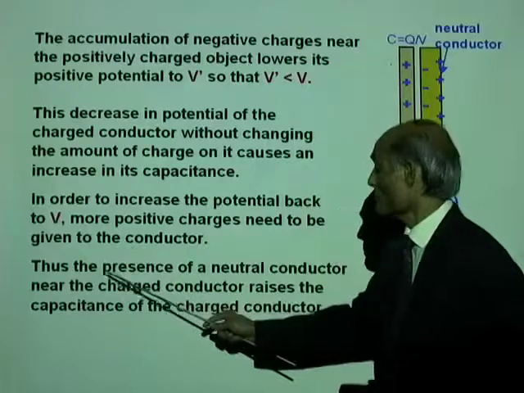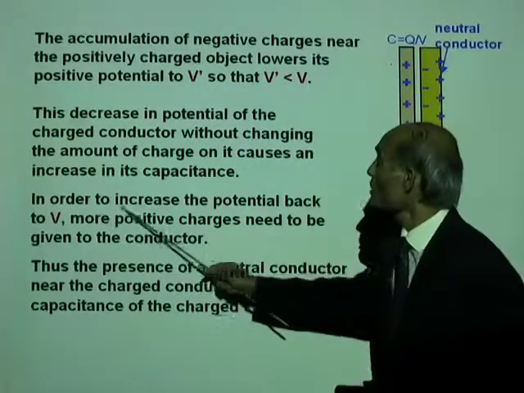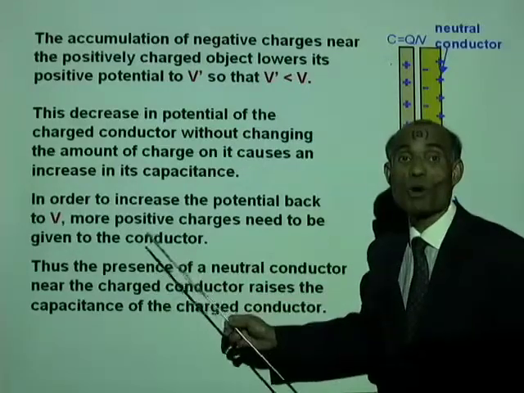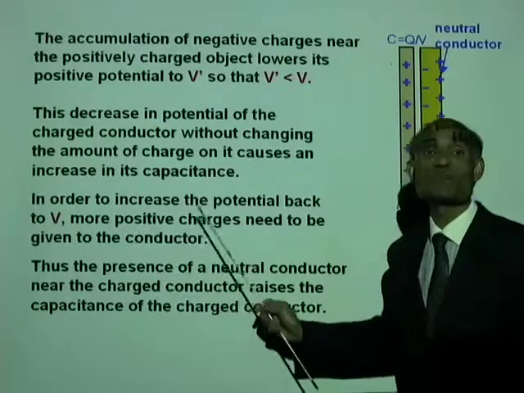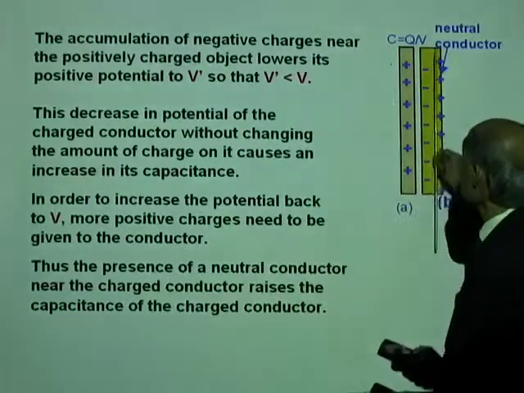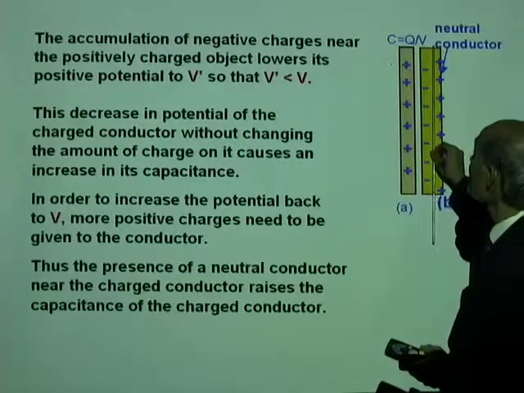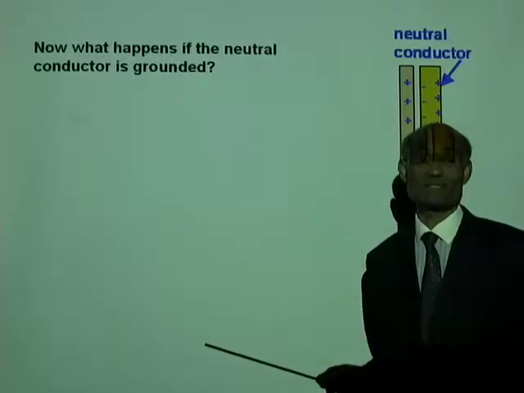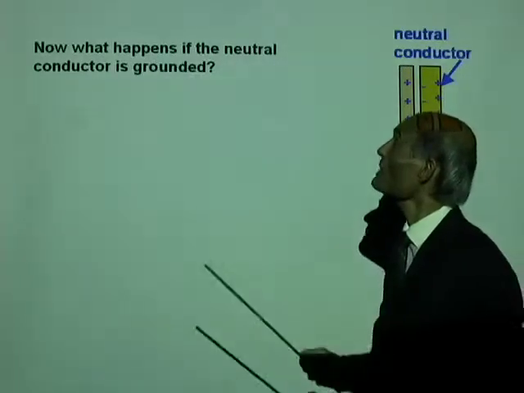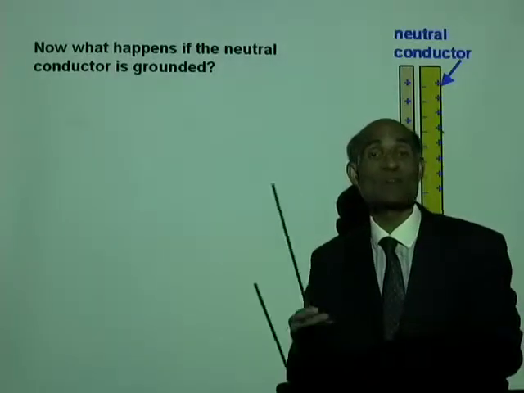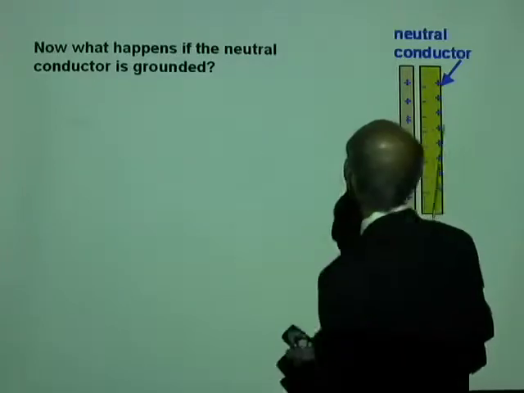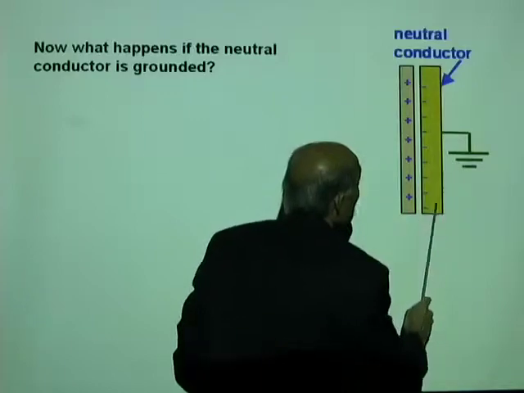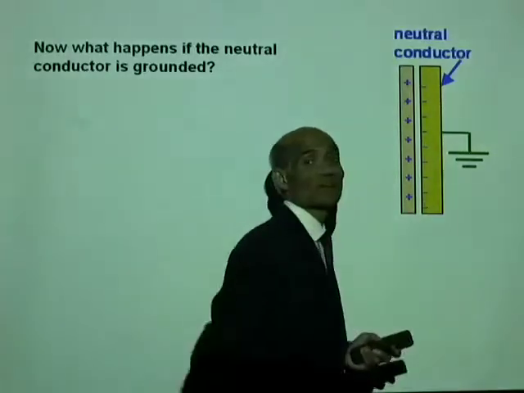Now, in order to increase the potential back to V, more positive charges need to be given to the conductor. Thus, the presence of the neutral conductor has increased the capacitance of our conductor. Now, what happens if the neutral conductor is grounded? Well, let's ground it. When you ground it, all the positive charges have disappeared.